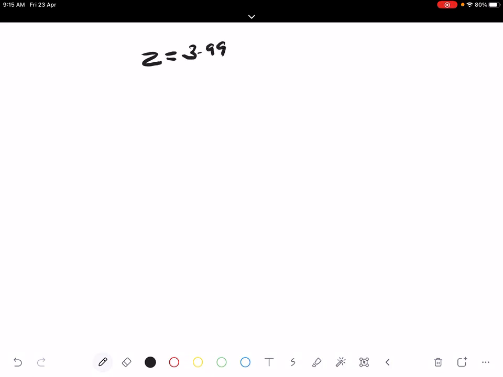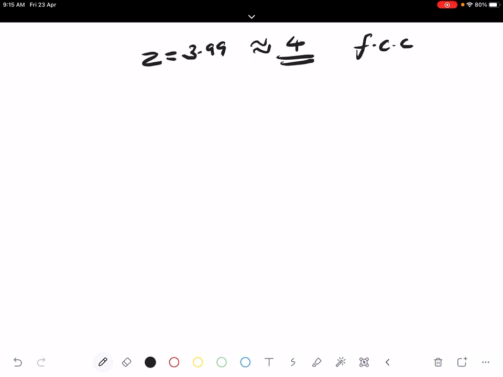So in that case, you have to find out the Z value. Suppose you are getting Z as 3.99. Then that is approximately equal to 4, and you have to say it is FCC. This is an FCC unit cell. In some cases, the edge length will not be given directly.